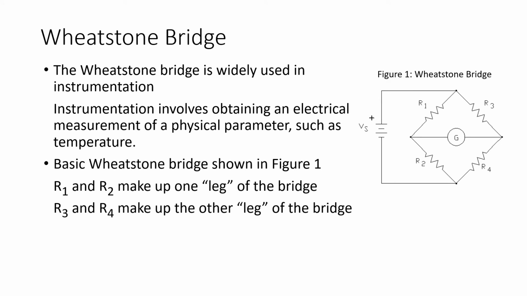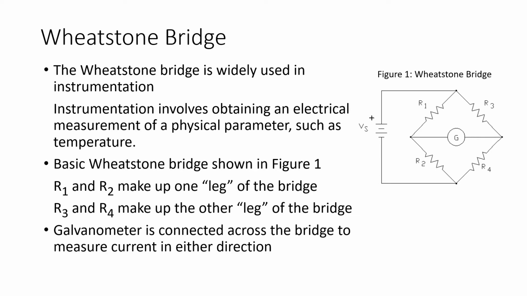Now, the circuit of Figure 1 shows us the basic configuration of a Wheatstone bridge. Resistors R1 and R2 comprise what is called one leg of the bridge. R3 and R4 make up the other leg of the bridge. And for this example, connected across the bridge is a galvanometer. And a galvanometer is simply an analog measuring device that allows us to measure current in either direction.